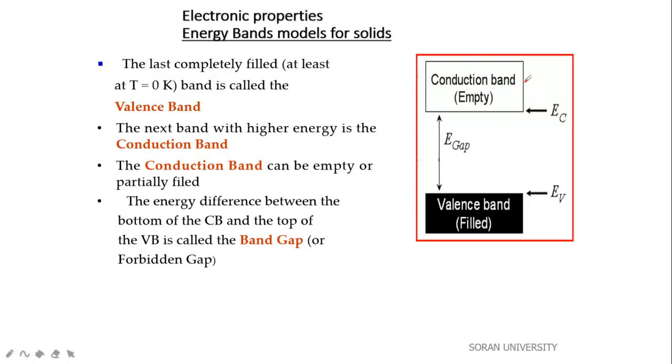Now, the next band is with higher energy. It is conduction band. It may be empty in case of insulators. It may be partially filled in case of conductors. Or if there is overlapping between these two bands, that will be a conductor. So this is the energy band model for solids.